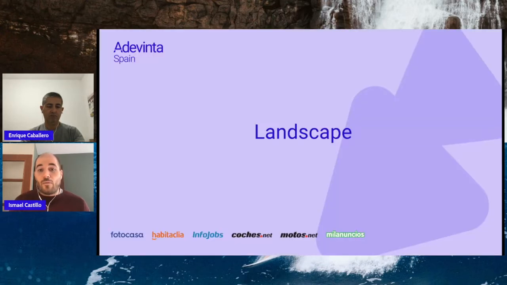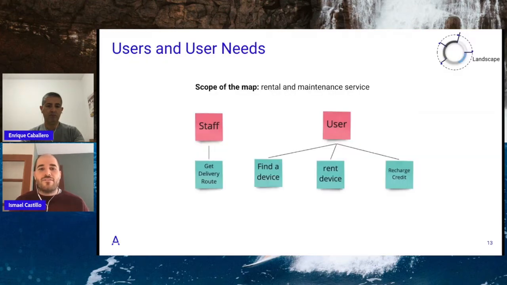And now that we have our purpose, it's time to draw our landscape. The first step is to define a scope for our map and identify users and their needs. In our example, the scope will be the rental and maintenance service. And we have identified 2 different users for our system. The users, that is the people who have to commute, and the maintenance staff.